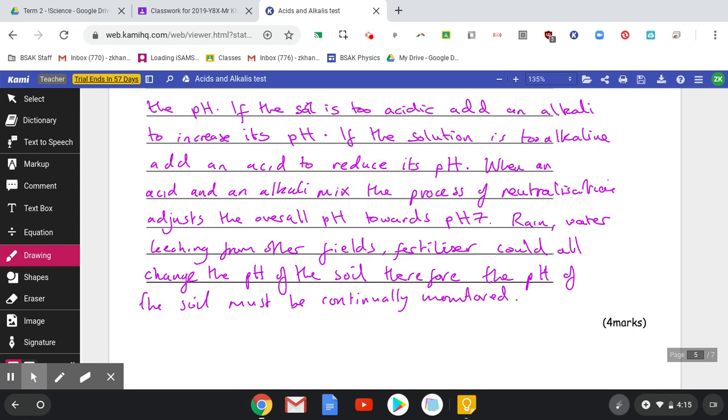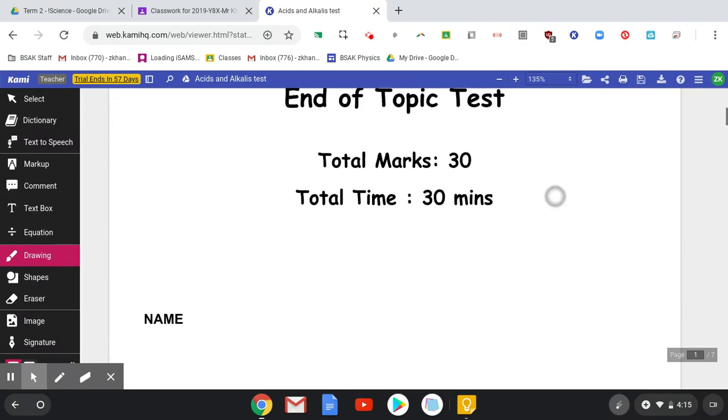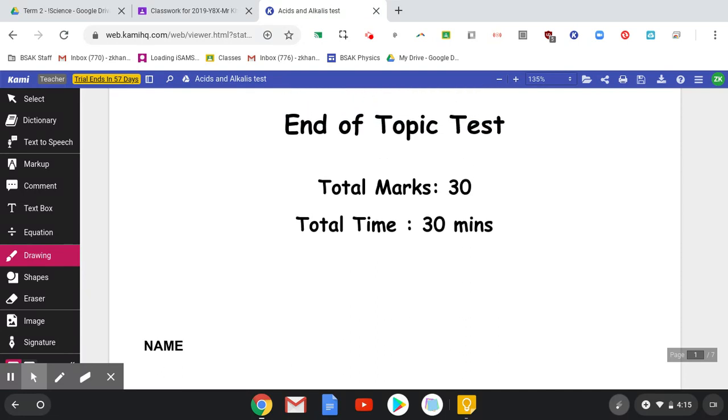Now mark your work, make corrections, and submit your work with a mark written at the front here. So if you could write down your mark out of 30 at the front here, that would be great. And then you can submit.